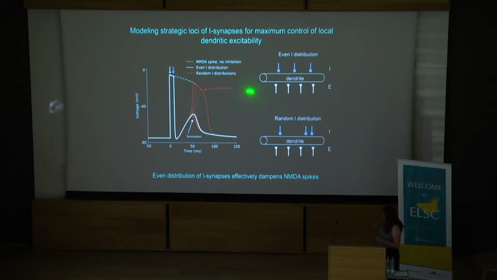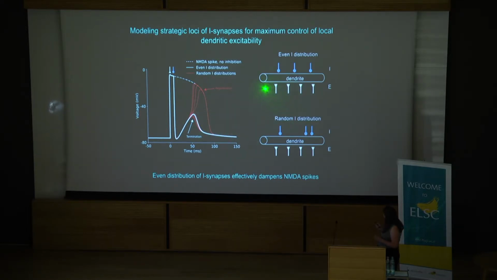This is a model of a cylindrical dendrite that is receiving, I don't remember, I think he did 30 excitatory inputs, and also receiving inhibitory innervation. He asked whether it made a difference if the inhibitory synapses were evenly distributed versus randomly distributed.